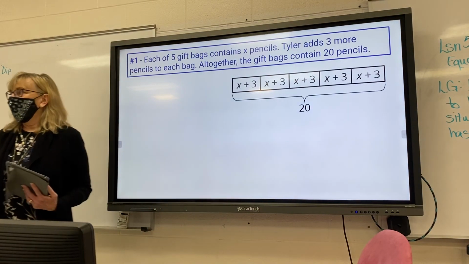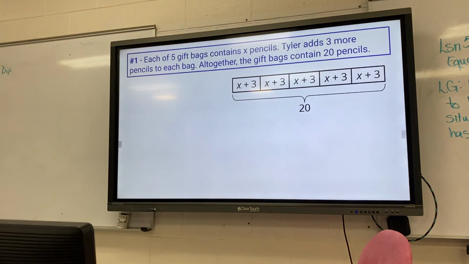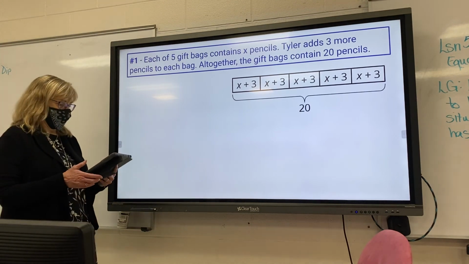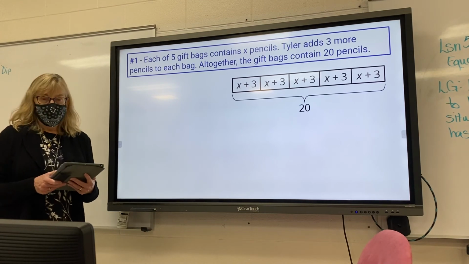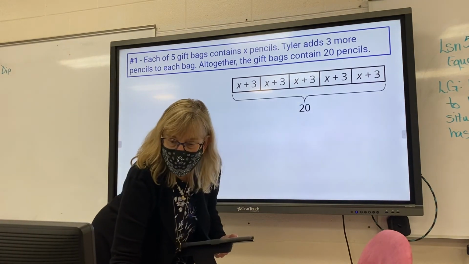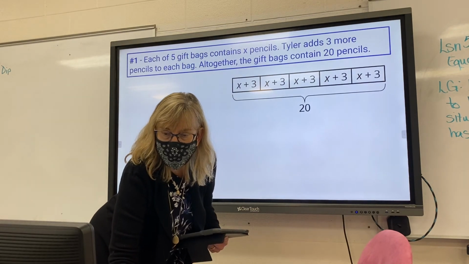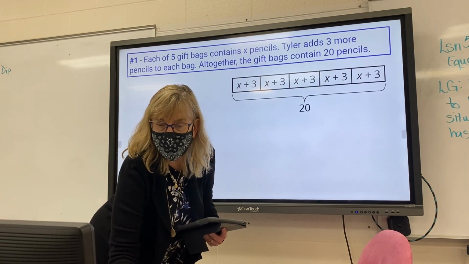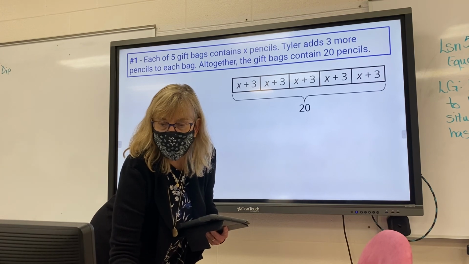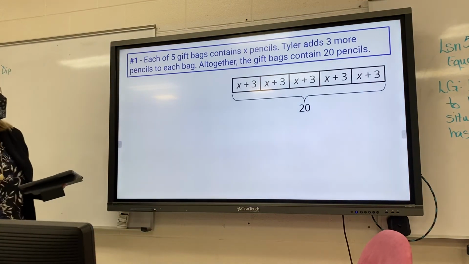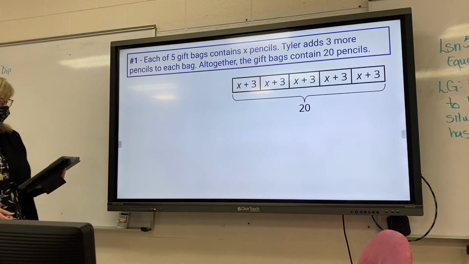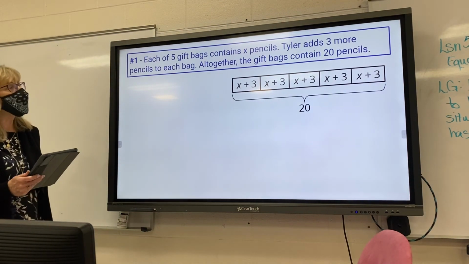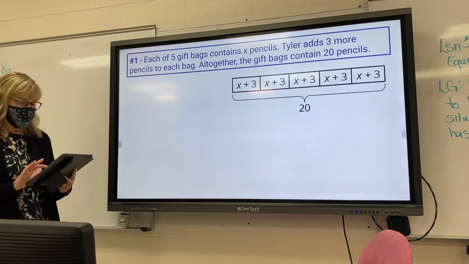Maybe the tape diagram will help you. Who needs more time? Hit enter. Good, we all thought it was the first one, pretty much. I think I had one person that said it was the second one. The x. Okay, (x + 3) times 5 equals 20.